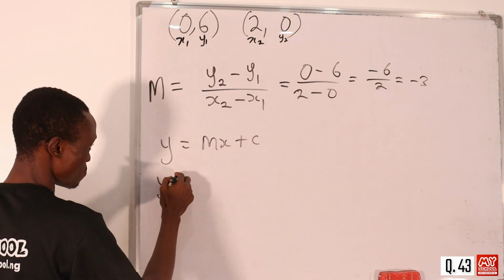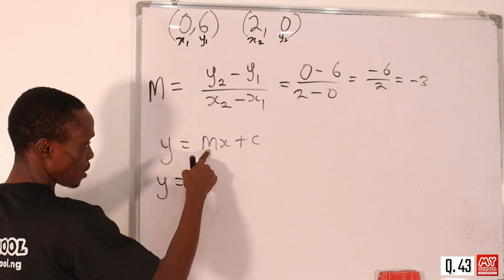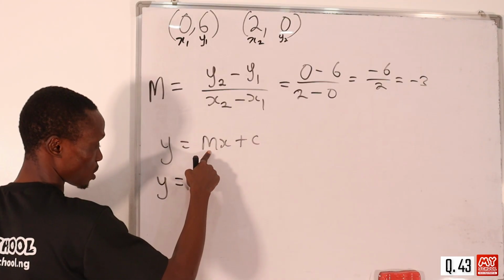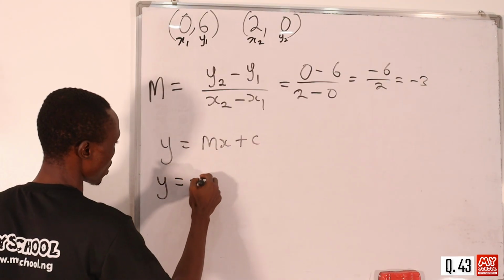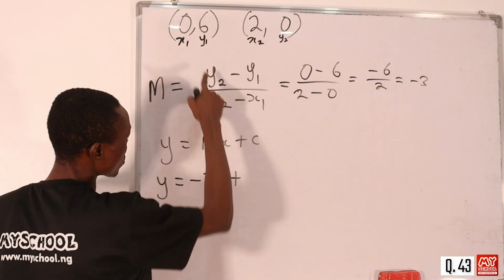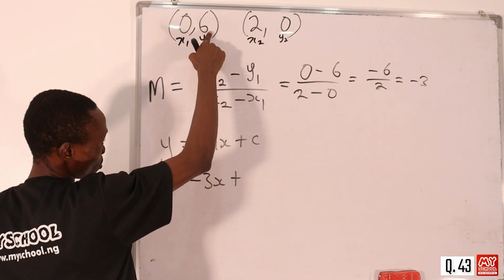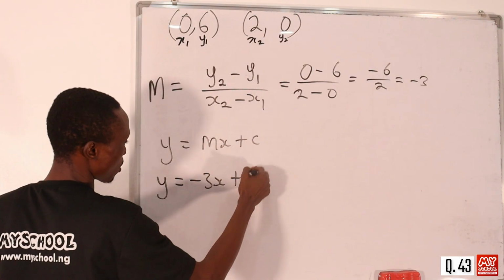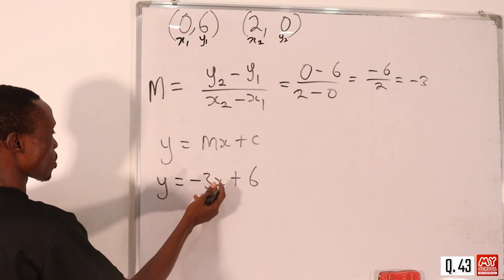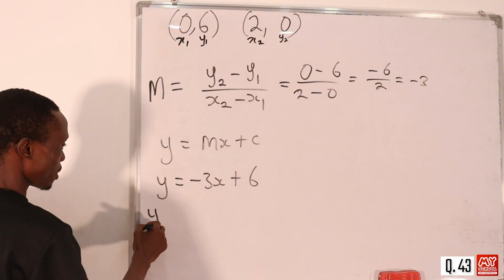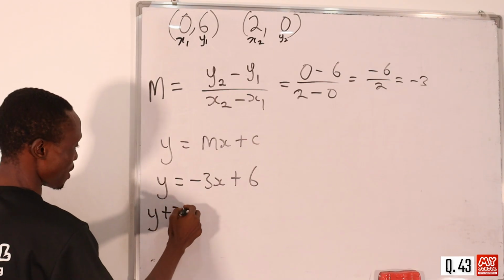So our y will still remain. Then we bring in our m, which is the gradient of the graph or of the curve. Then you'll be having minus 3x. Then plus the intercept is at 6, okay, on the y-axis. So here will now be 6. Okay, so basically we can move this to this side so that we're having y plus 3x.